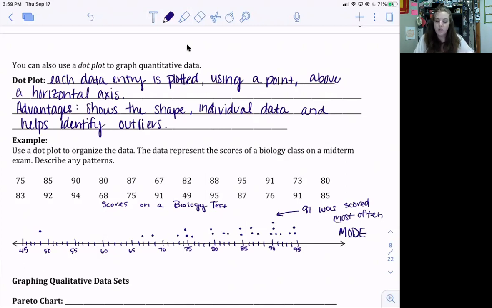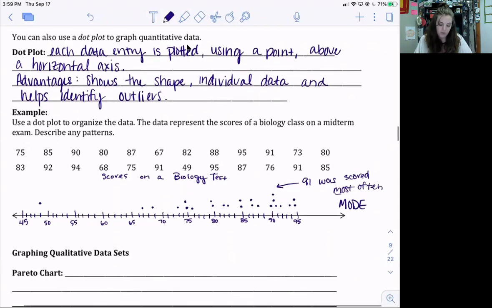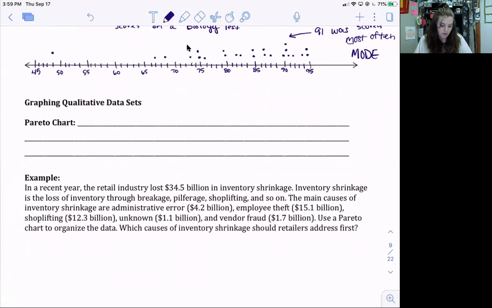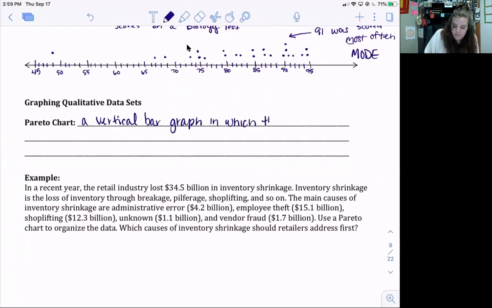Okay, so we've been looking at quantitative. Now we can look at graphing qualitative data sets. There aren't as many different types of graphs. So first one we have is a Pareto chart, and this is a vertical bar graph in which the height of the bar represents frequency.